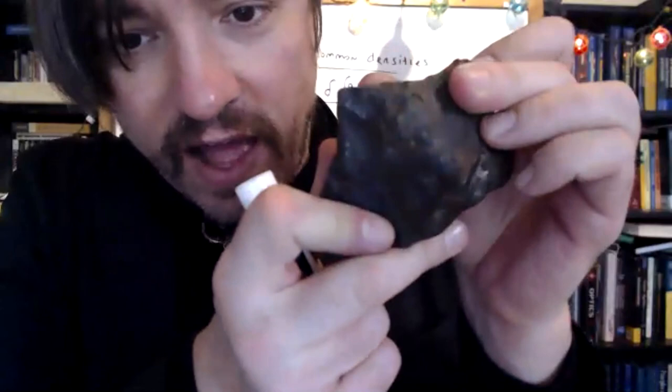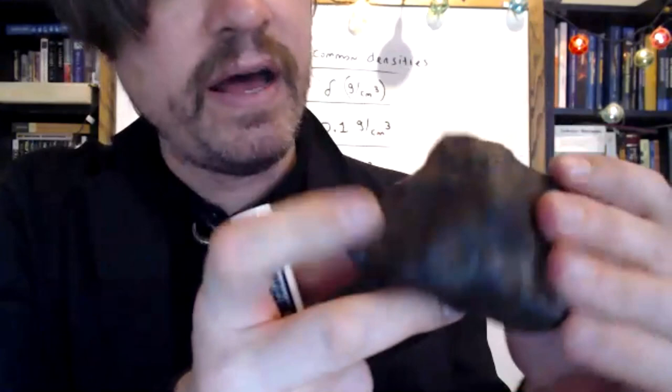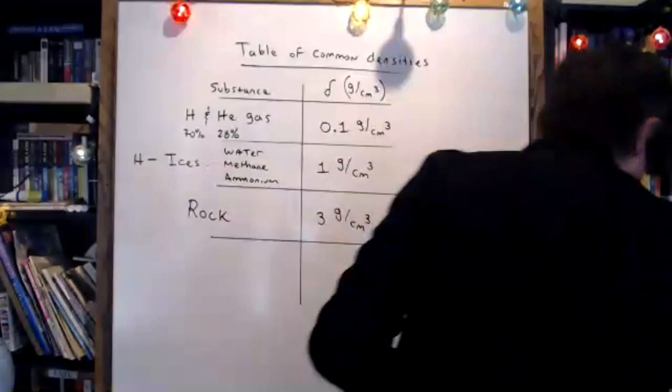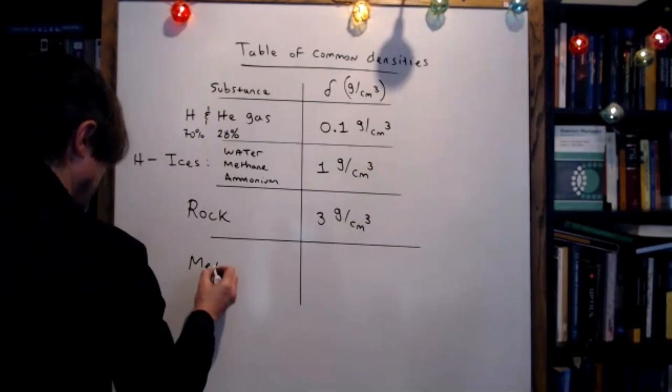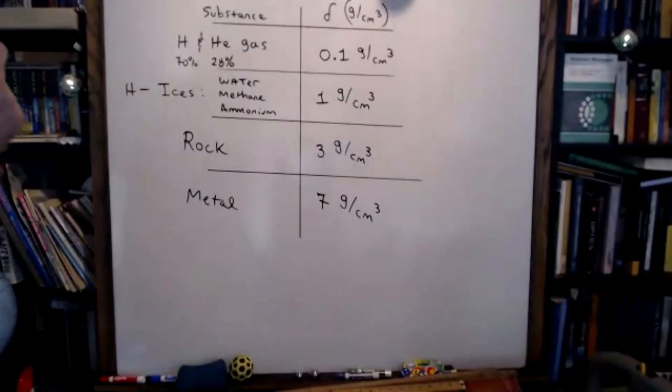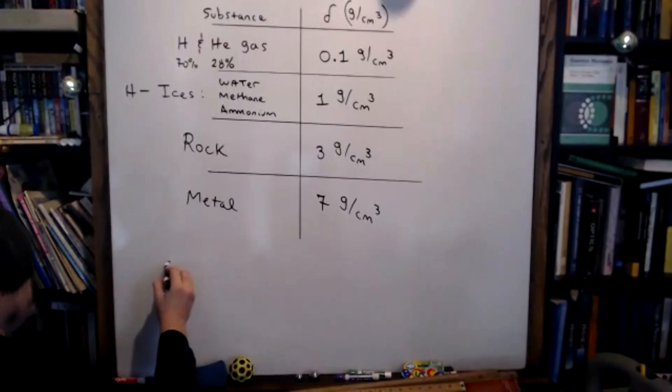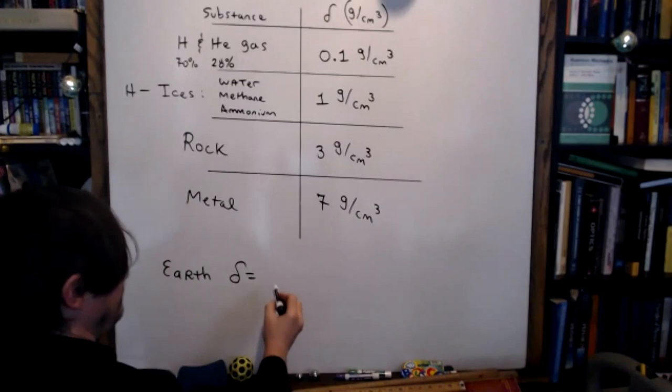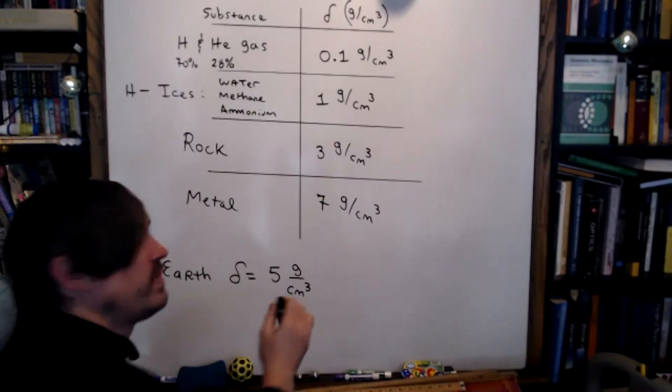You can see little pockets of rust there. Wouldn't want to get hit in the head with this thing. Things like that, iron and nickel, metal, are similar to what we saw for zinc, around 7 grams per cubic centimeter. So the way this game is played is we take the density of a planet like Earth. So if Earth has a density of 5 grams per cubic centimeter, what does that tell us about the composition of Earth, class?